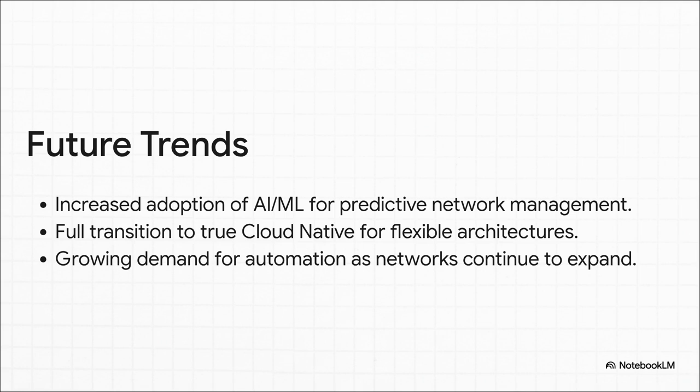Second, the full transition to true cloud-native technology will only accelerate, unlocking even more flexible, scalable, and efficient network architectures. And finally, the sheer growth of the network itself. More 5G users, more IoT devices, more fiber to the home, means the demand for this kind of smart, scalable automation isn't just a nice-to-have anymore. It becomes an absolute, undeniable necessity to manage the scale and complexity of it all.